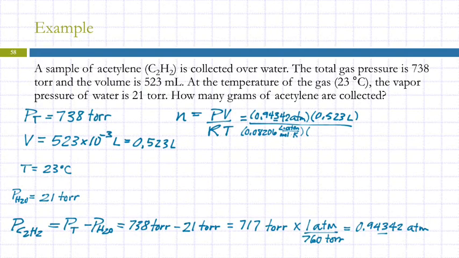And the temperature, 23 degrees Celsius. Okay, we got to convert that. So that's going to be, let's see, 298 is 25, 296.15. Did I do that right? That's always dangerous when I do math in my head.